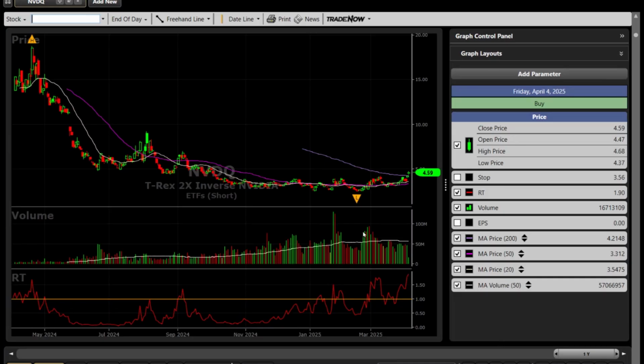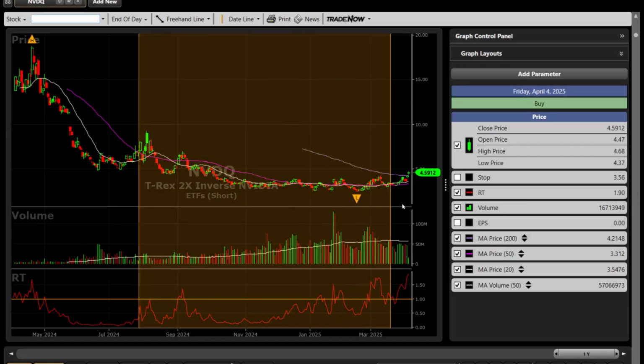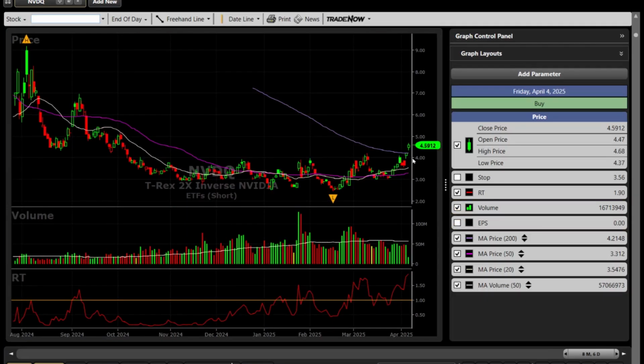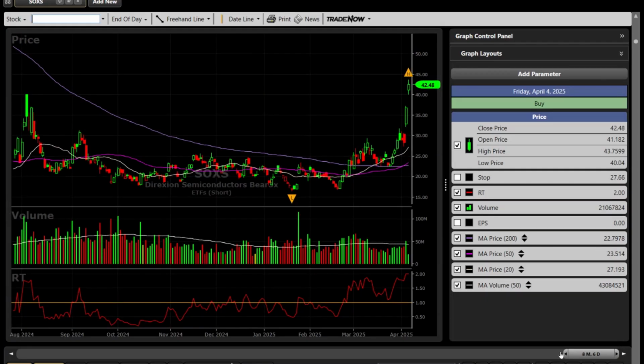Here's NVDQ. This is a double leveraged inverse ETF on NVIDIA. So we have some single stock ETFs now that we can leverage. Price has just recently crossed above all major moving averages. Relative timing is at 1.90, so it's in a very, very strong uptrend, as is the case with all of these. Here's SOXS.